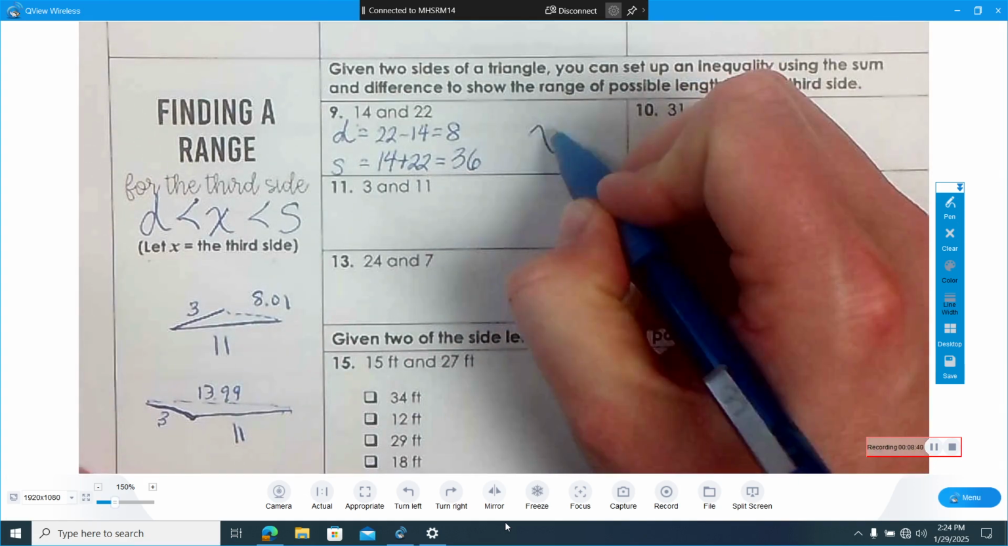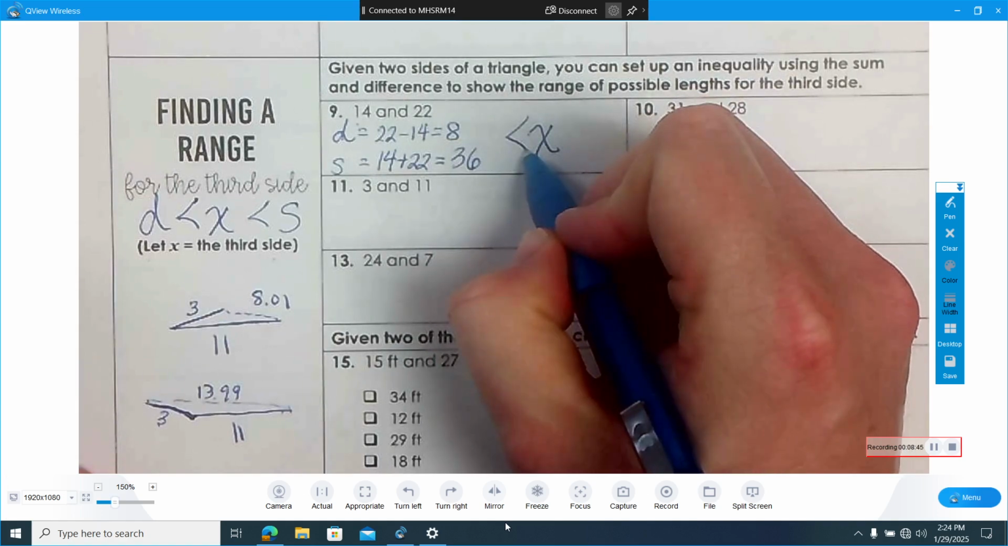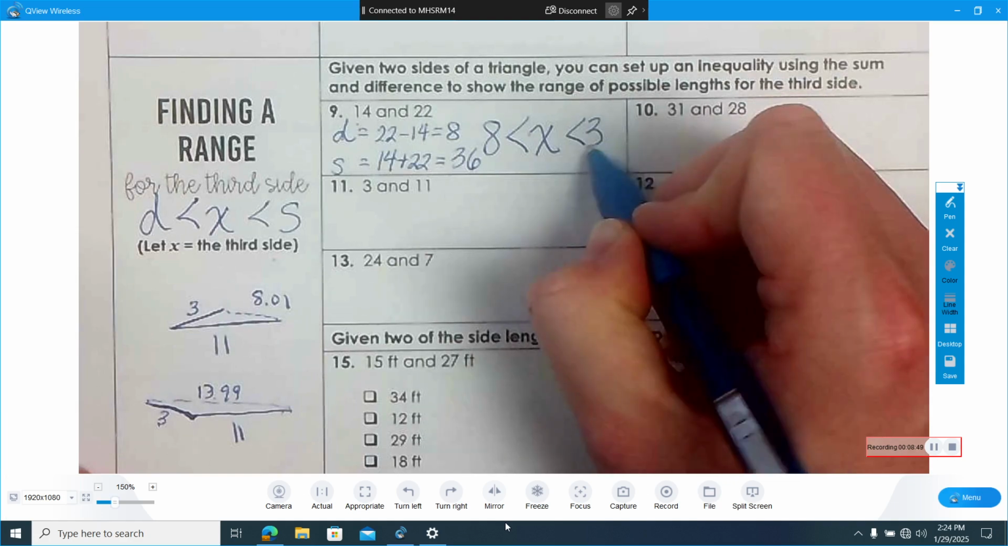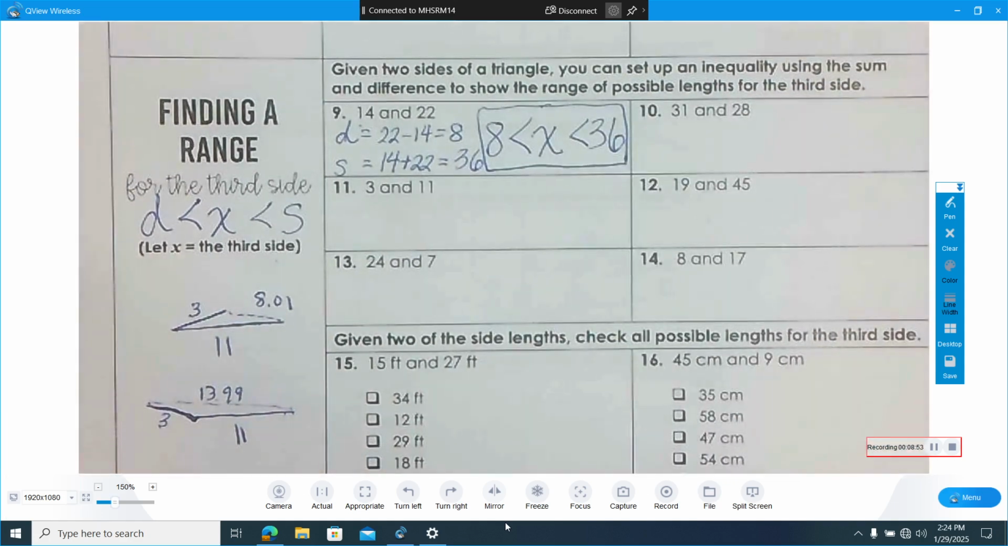So I want to write the inequality. I want my third side to be greater than 8, and it needs to be less than 36. So this is our range of possible side lengths for the third side. Just like the picture that we did here, where we went between 8 and 14. Okay? Same idea.